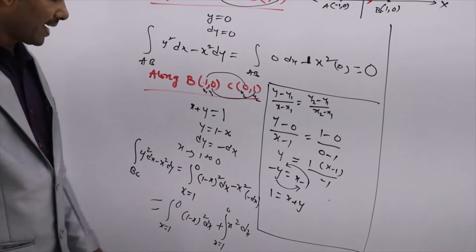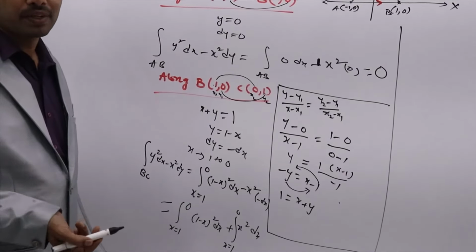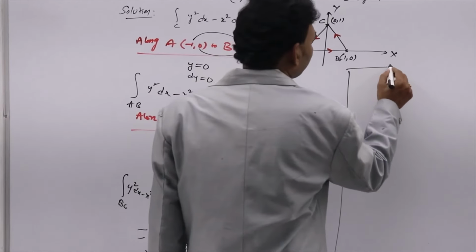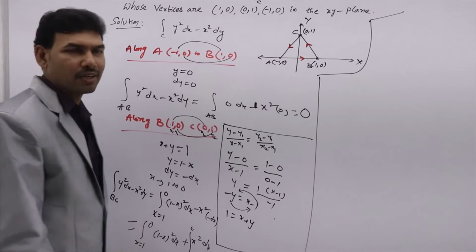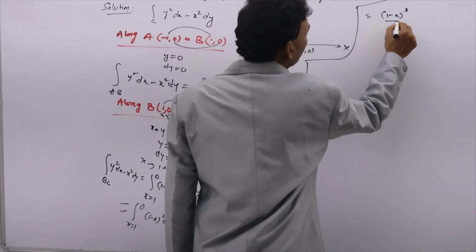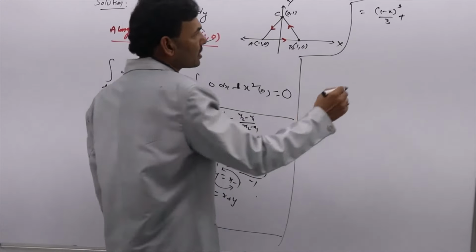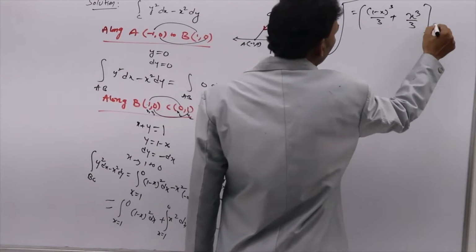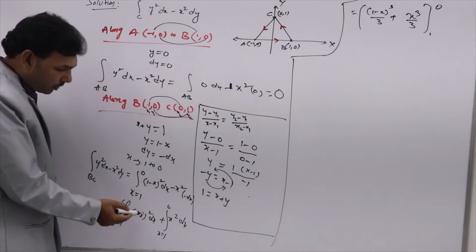So the integral of x squared is x cubed by 3; integral x power n is x power n plus 1 by n plus 1, like that. The integral of (1 minus x) whole squared dx will be (1 minus x) whole cubed by 3 plus the integral of x squared, which is x cubed by 3. But one thing we need to remember here: after integrating this term, you need to differentiate the inner term.